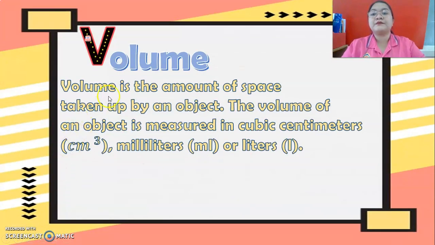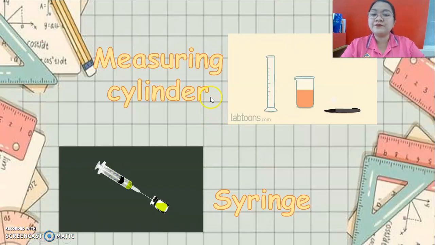Number 2, volume. Volume is the amount of space taken up by an object. So if mass is the amount of matter, volume is the amount of space. In volume, we use cubic centimeters, milliliters, or liters. And we use a measuring cylinder and syringe to measure our volume.